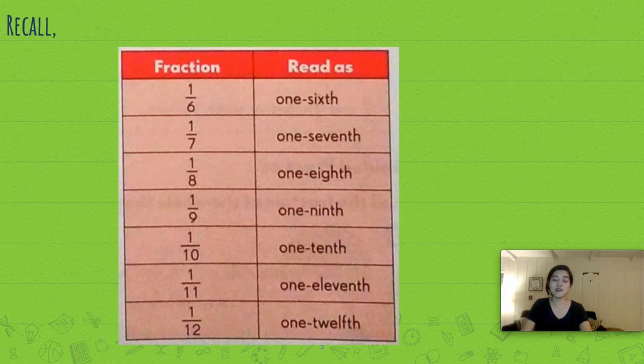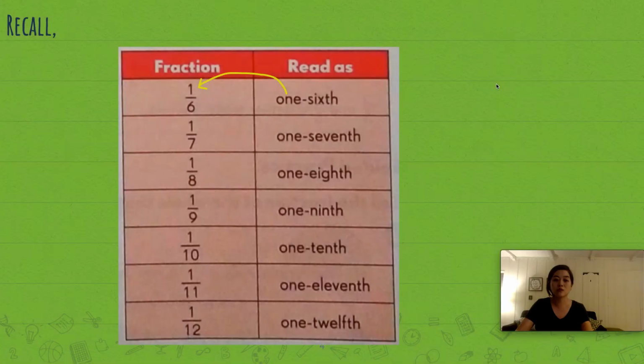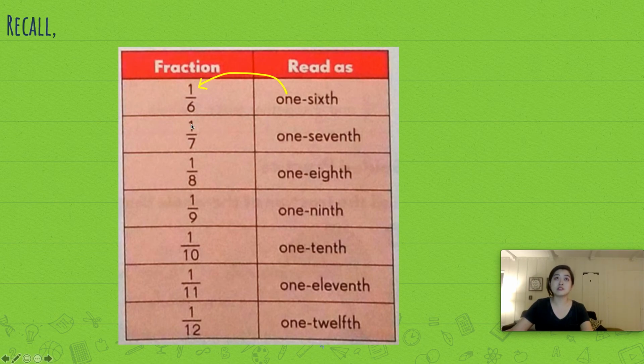Okay, so remember we were learning about unit fractions and how to read them? The top number in the unit fraction, we just say like a regular number, 1. But the bottom number, we have to say like an ordinal number, like 6th, 7th, 8th, 9th, 10th, 11th, 12th, okay? It has a TH usually, for most of them.